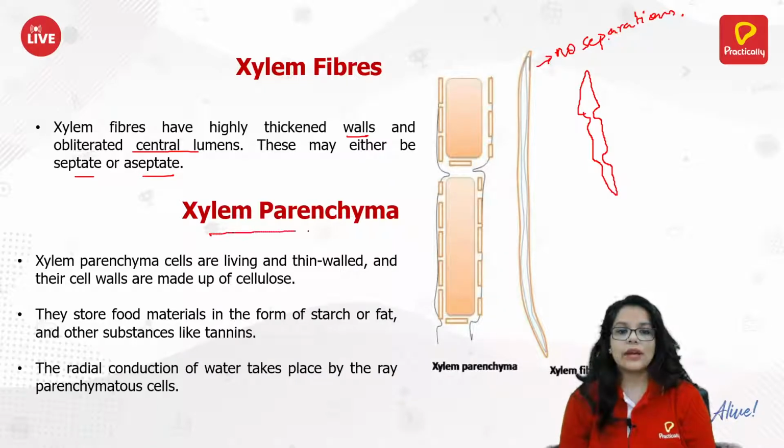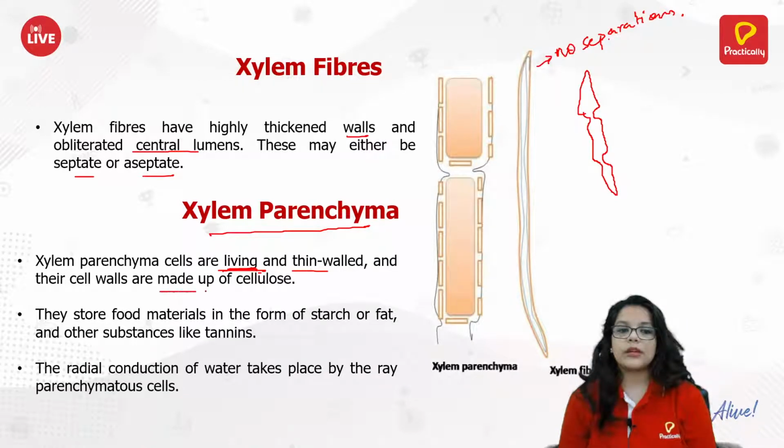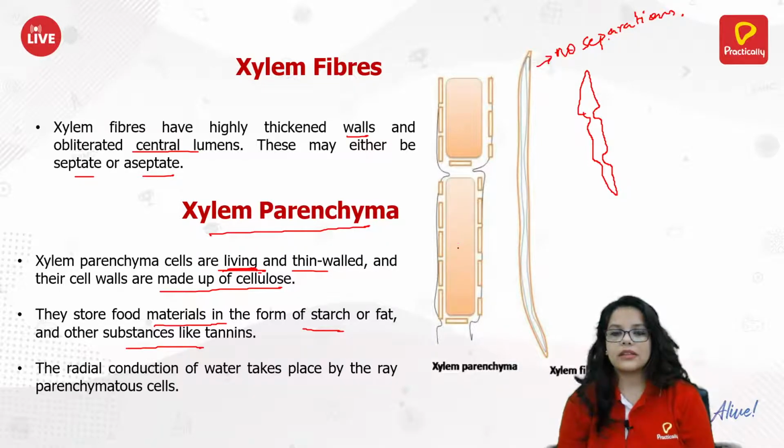And then there is xylem parenchyma, which are the living cells. These are living; those were non-living. This is living, thin-walled, and the cells are made up of cellulose. So this is the parenchyma. They store food materials in the form of starch or fat or other substances, and the radial conduction of water takes place by way of parenchymatous cells. This conducts water.